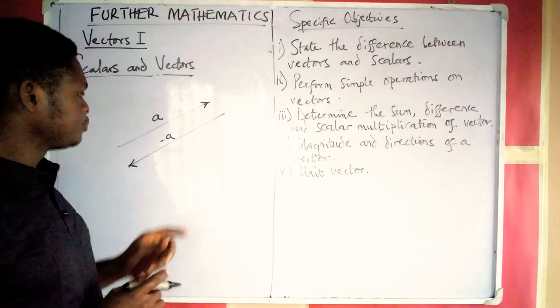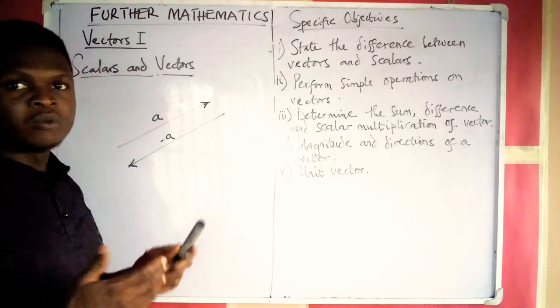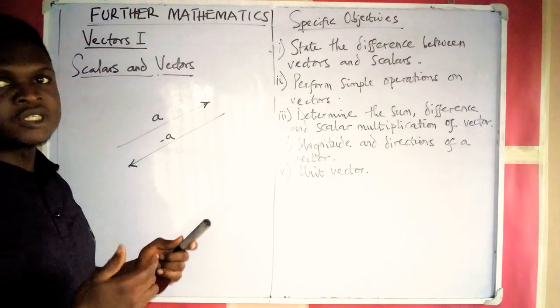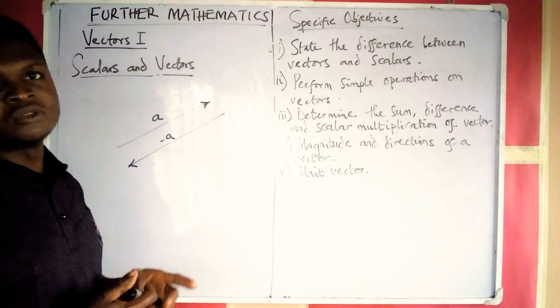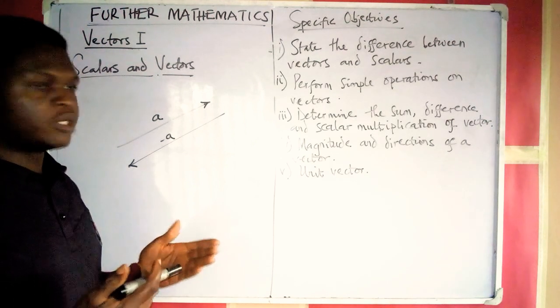So having done this, the next thing we will talk about is what we call equality of vectors. When we say that two vectors are equal, it means that those two vectors must have the same magnitude and they will also move in the same direction.